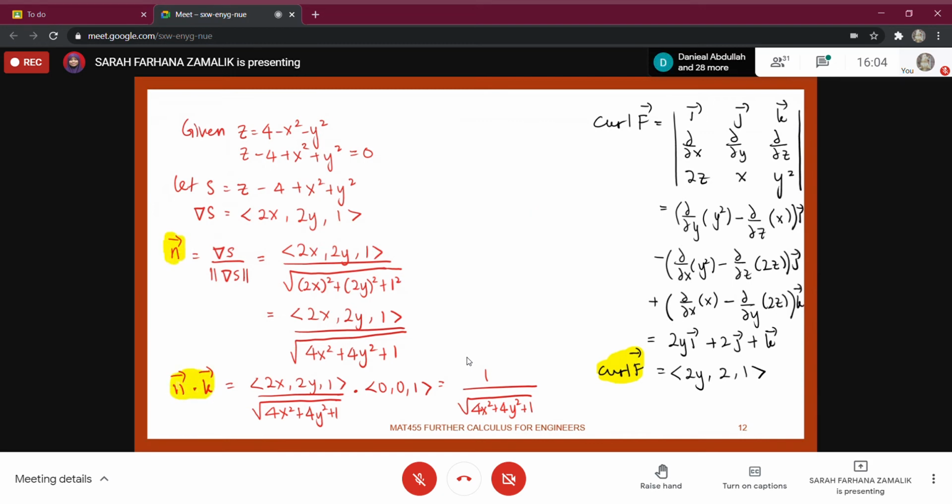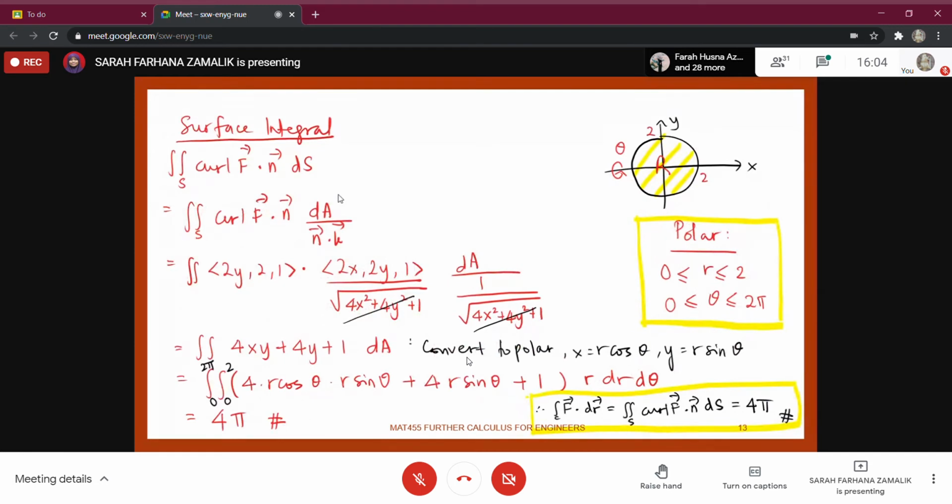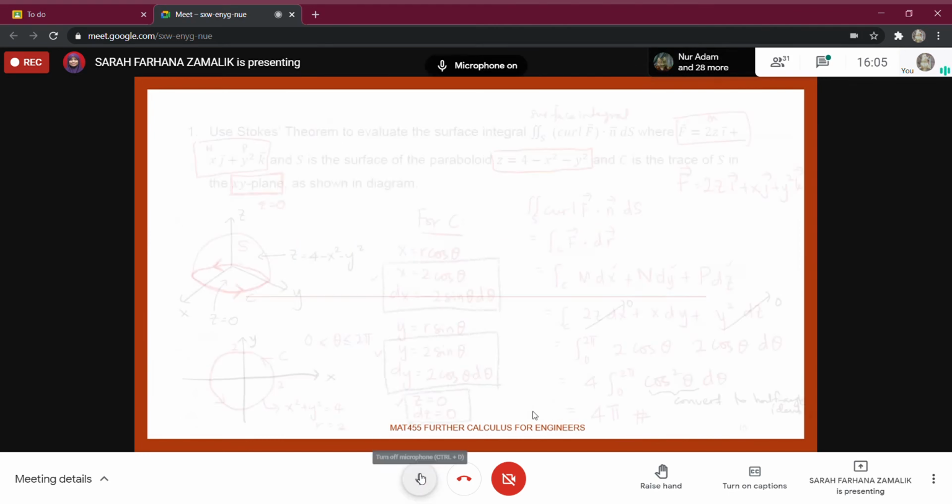So which one is our S? Earlier I told you, the equation for your paraboloid. Then substitute into your double integral so that you can find your area. In this case, 4 pi, yes, the same. Both are the same. So make sure you write a conclusion here: Stokes Theorem verified. Left hand side equals right hand side, which is equivalent to 4 pi. Can you understand the concept? Can, Miss. Can, Miss.